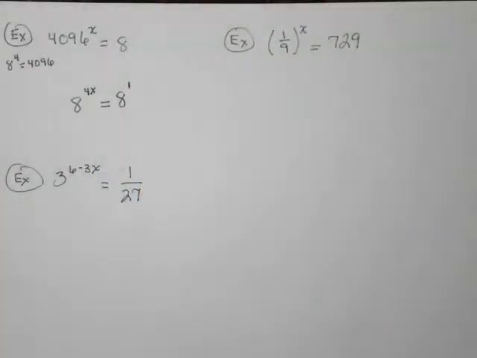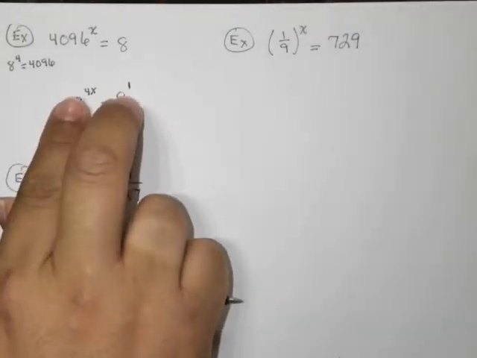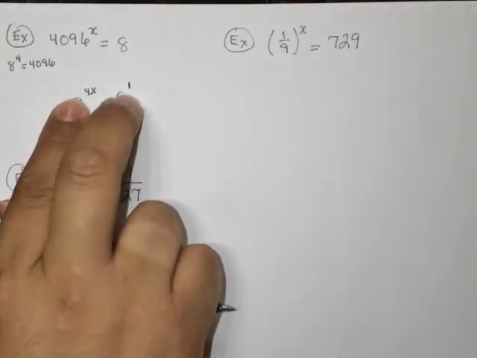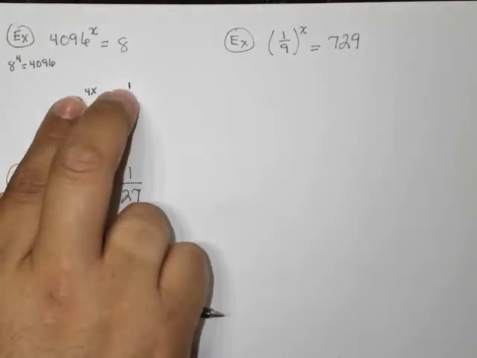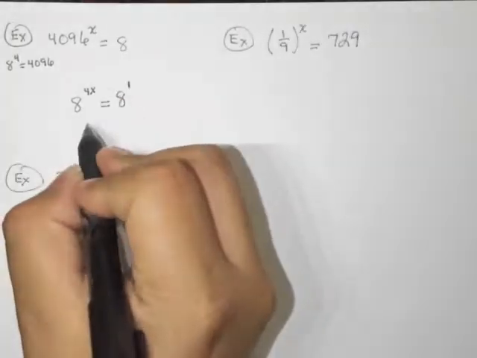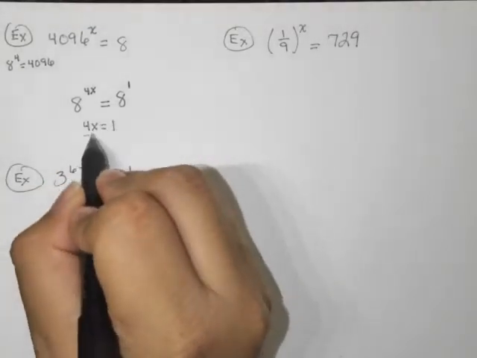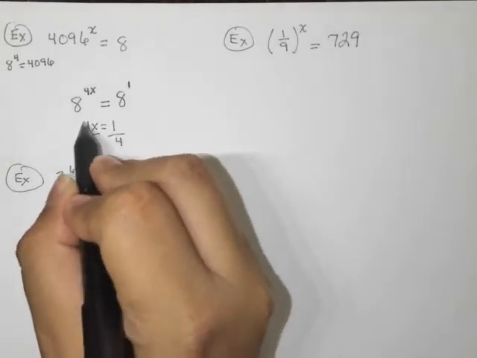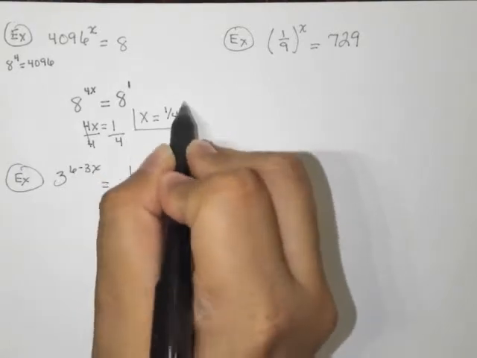Now there's a property of exponential functions that says if the base is the same, then you can equate the exponents. And that's what we're going to do because we have an equation here. So the base is the same, they're both 8s now, and that was really the goal. Since the base is the same, we can now say 4x equals 1. So if 4x equals 1, then I have a very elementary equation to solve. So I get x equals 1/4. Okay, so here's my answer to this first equation.